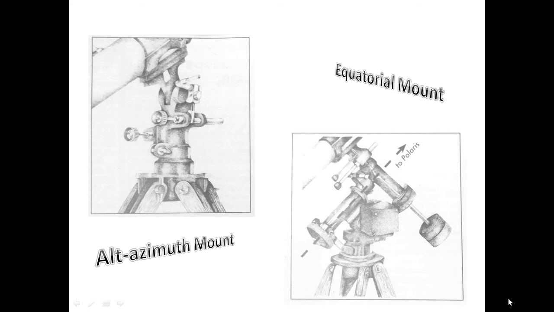Types of mounts. There are two basic types of mounts: azimuthal and equatorial mount. The equatorial mount is effectively an azimuthal mount which has been tilted so that one axis should turn with the earth. This was tilted.